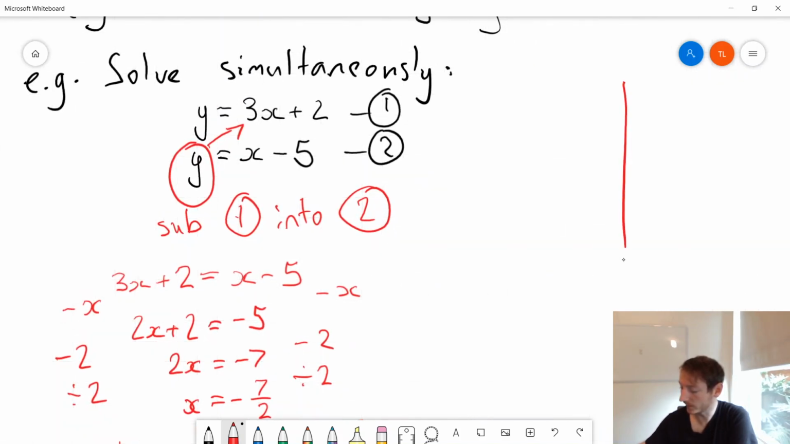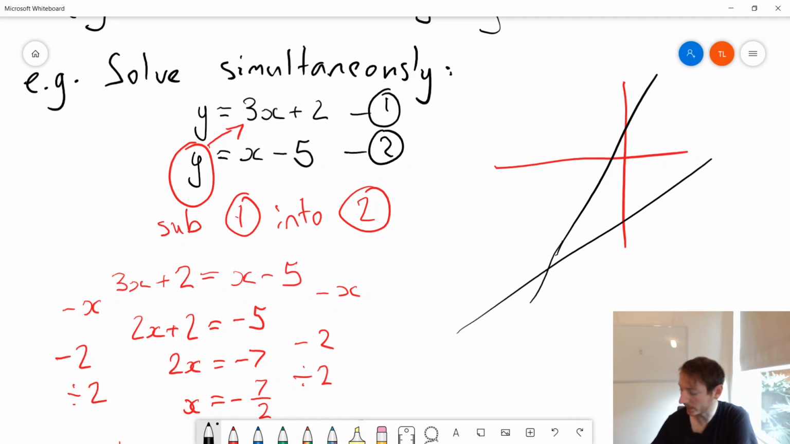It's only going to be rough, obviously, because we're not going to get that precise, but 3x plus 2, well, it's going to intersect up here and have quite a steep gradient. And then this one over here is going to intersect down here and have less steep of a gradient. I'm going to keep going because it's probably going to be down here somewhere.